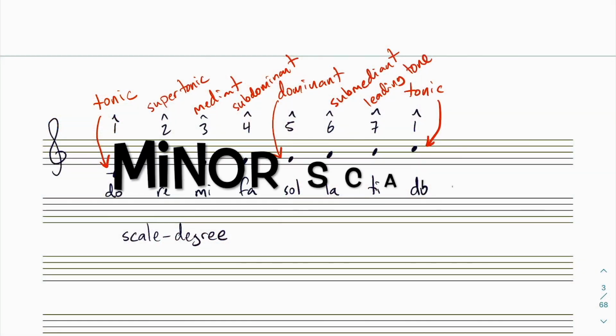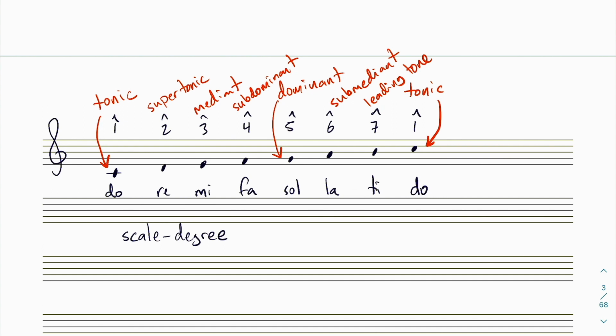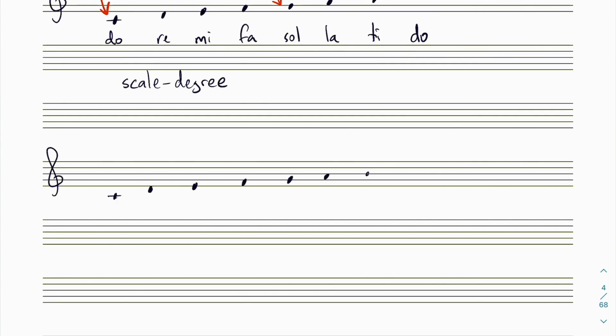Minor scales are scales whose 3rd scale degree is lowered by a half step in comparison to a major scale. So if we look at our C major scale, we're going to take scale degree 3, which is E natural, and lower it by using a flat. And now we have E flat.